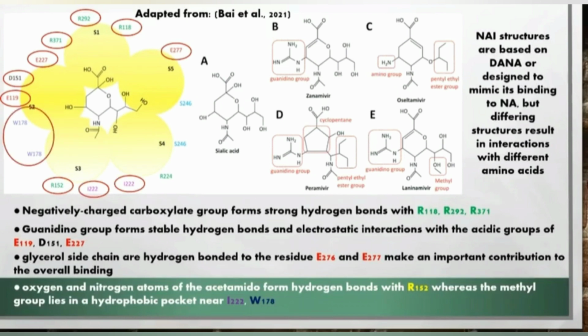As shown in this figure, we can see that neuraminidase inhibitors have more interactions and higher binding affinity to the neuraminidase as compared to sialic acid. Therefore, the presence of neuraminidase inhibitors will act as competitive inhibitors to the neuraminidase.